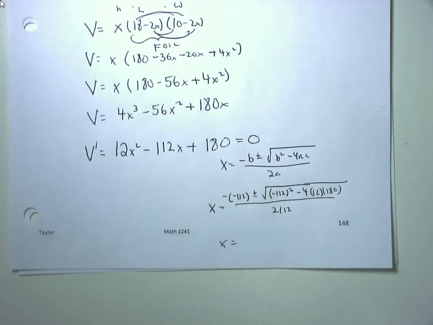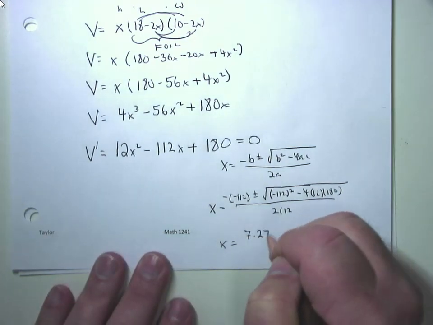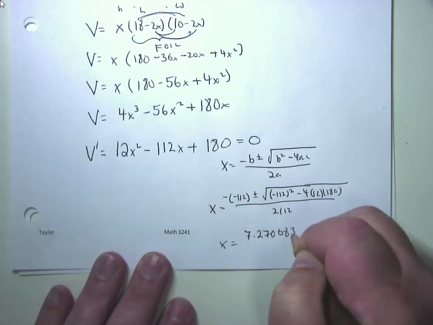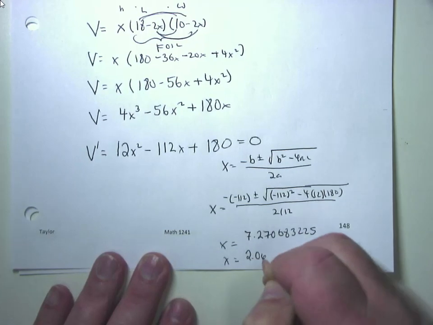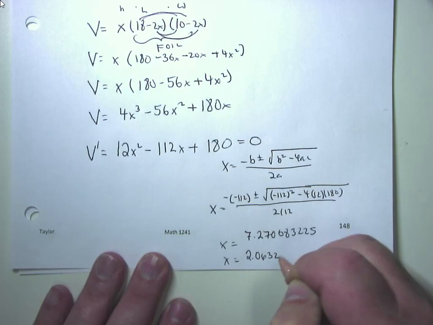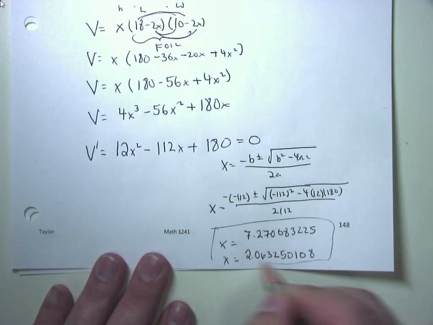I got a question for you. How many answers can you get on this quadratic formula? 2, that plus or minus. Now I'm going to put it on my calculator here. And double check me on this, but let's see if I get this. I get 2 answers. I get x equals 7.270083225, and I get x is equal to 2.0632510108. There are 2 answers you get from the quadratic formula.